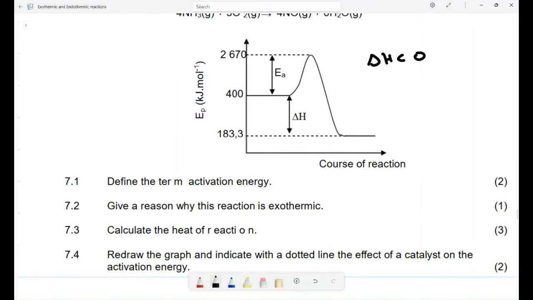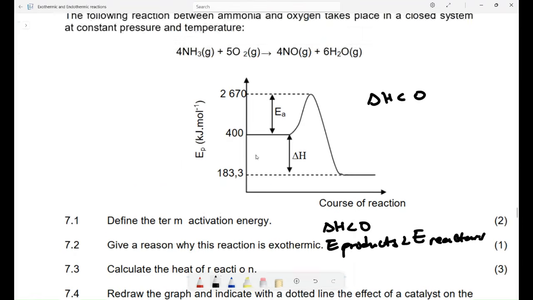Define the term activation energy. Remember, the activation energy is the minimum energy required for a chemical reaction to start, or to occur. Give a reason why this reaction is exothermic. Because change in H is less than 0, or you can say energy of product is less than energy of reactants. Any of the two is accepted.